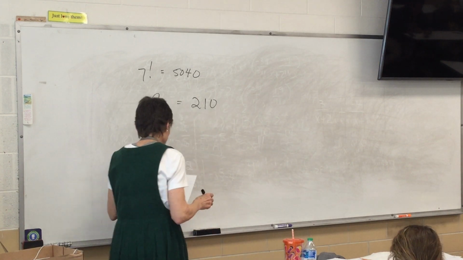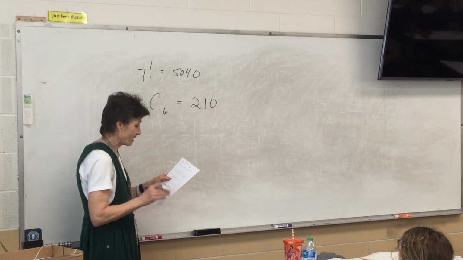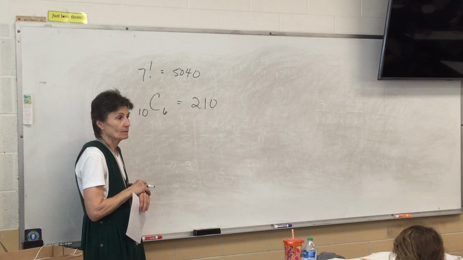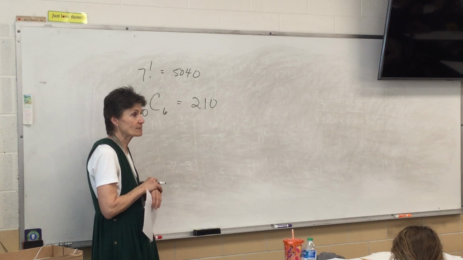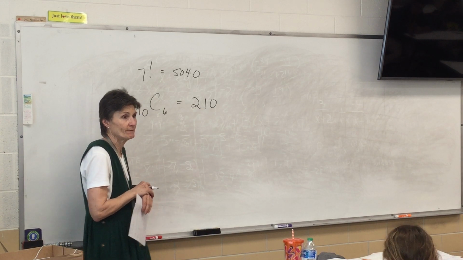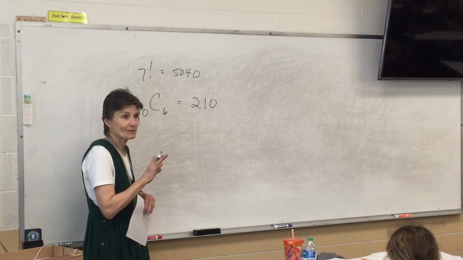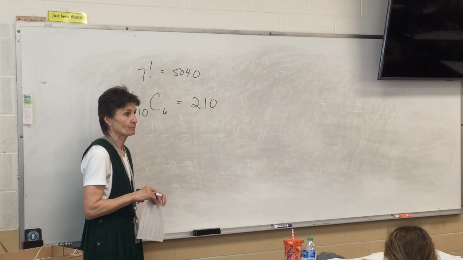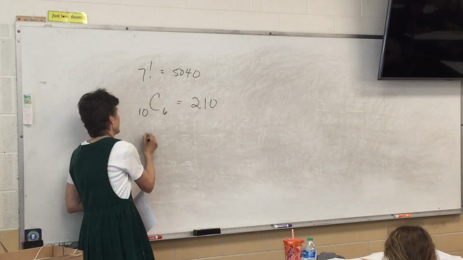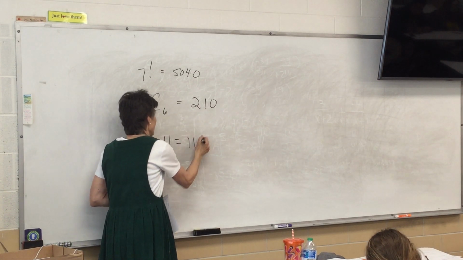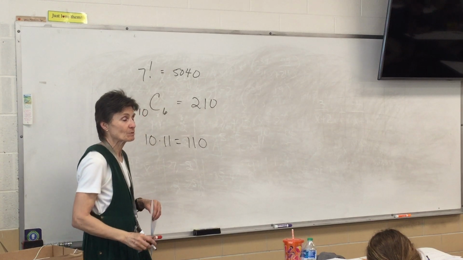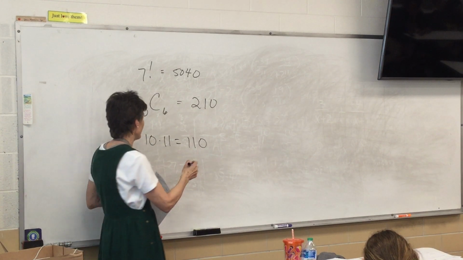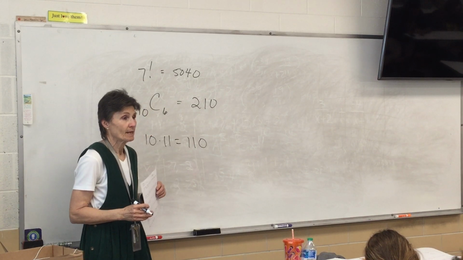How many outfits are possible if I have 10 shirts and 11 jumpers? What do I do there? 10 shirts, 11 jumpers. This is almost identical to a problem we did last time. Anybody remember how it's done? 10 times 11. Exactly. When in doubt, look at your notes, folks. That's where you study. 10 times 11. So that would be 110.